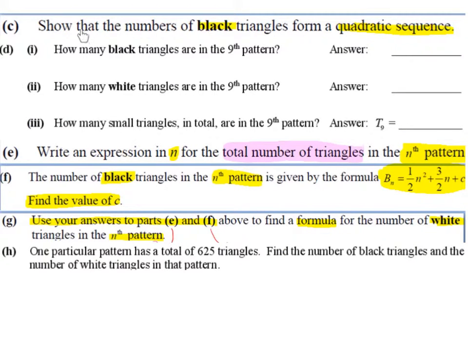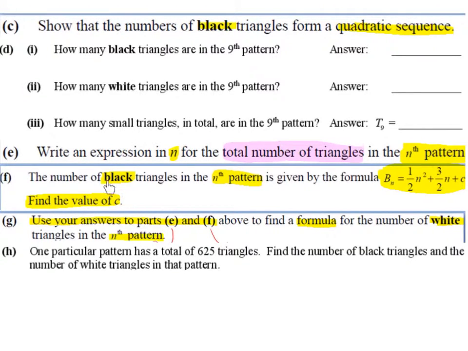Part C, show that the numbers of black triangles form a quadratic sequence. Part D, how many black triangles are in the ninth pattern? How many white triangles in the ninth pattern? How many small triangles in total are in the ninth pattern? Write an expression in n for the total number of triangles in the nth pattern.